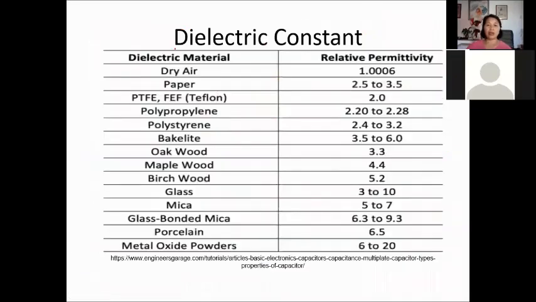Okay. These are the values of different materials used as dielectric material, the different dielectric constants for different insulating materials. So notice that it ranges from 1.0006 to 6 to 20. So that depends on what type of metal oxide powders are placed. The glass ranges from 3 to 10. So usually the value is given in the problem.